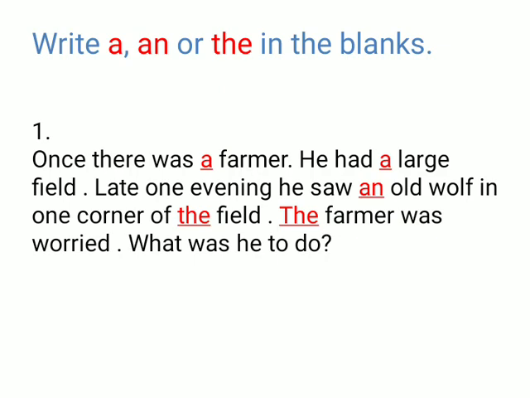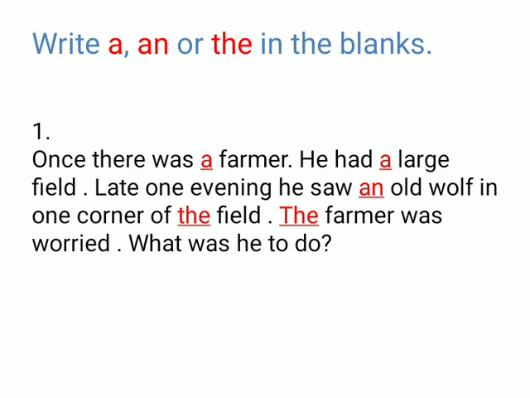Just see the first one. Once there was dash farmer. Now what will come in this dash? Which article will come? Yes, correct. A farmer. Why a? Because the very first letter of the word farmer is F, and F is a consonant. So we will use the article a over here.